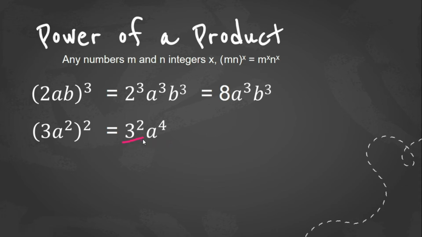And what is 3 raised to 2? That will give us 9. 3 times 3, that is 9. And then copy a raised to 4. Meaning to say, 3a squared to the power of 2, that is 9a raised to 4.